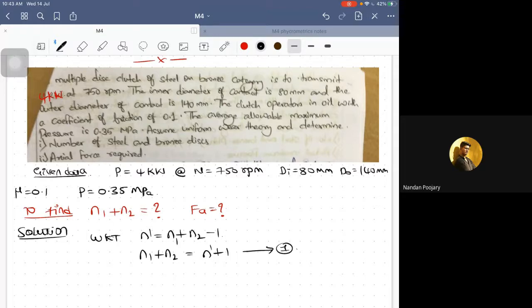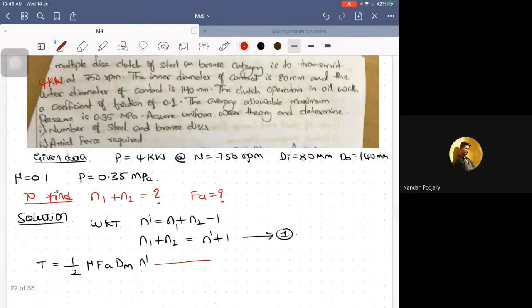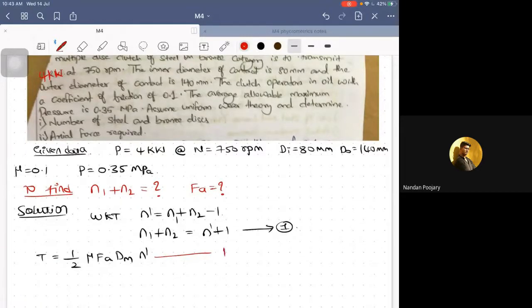Next, torque is given as what? Half mu Fa dm n dash. If you find it difficult to remember, you can take it from equation 13.9e, page number 258.